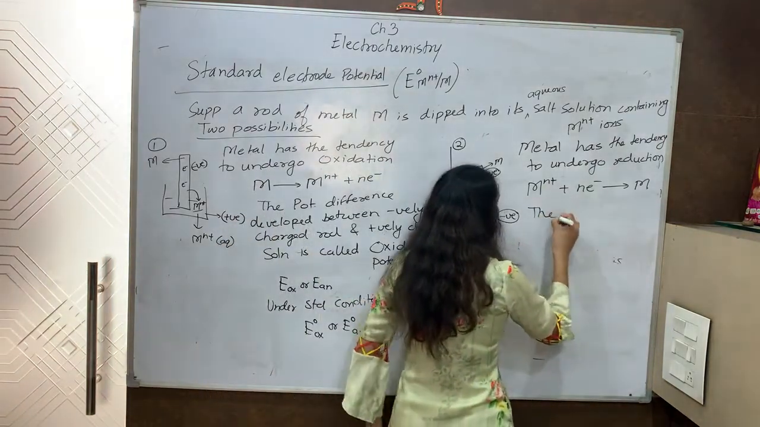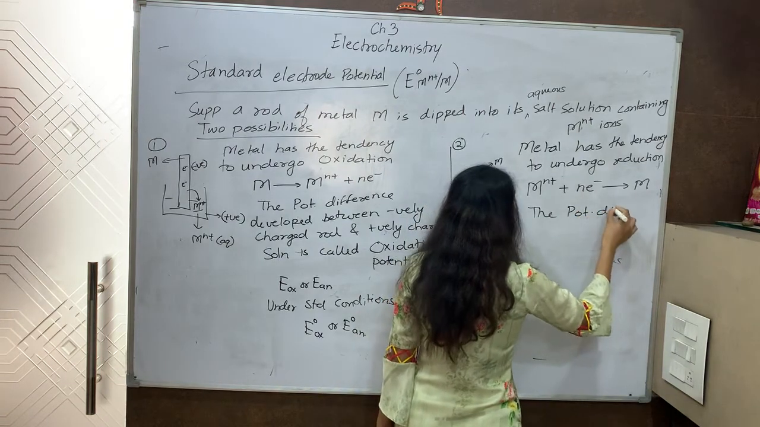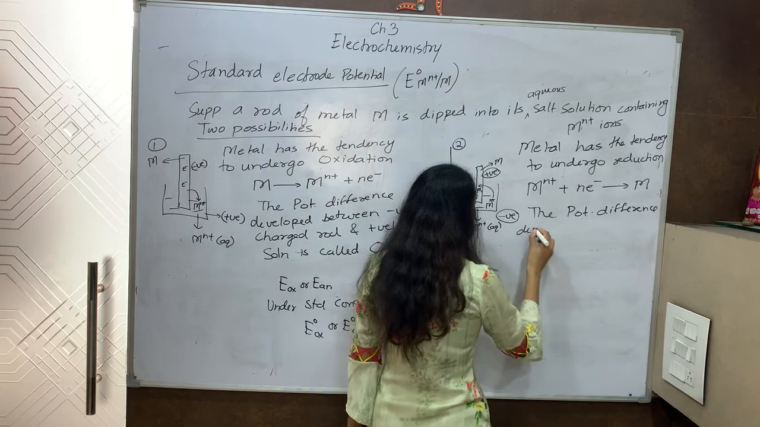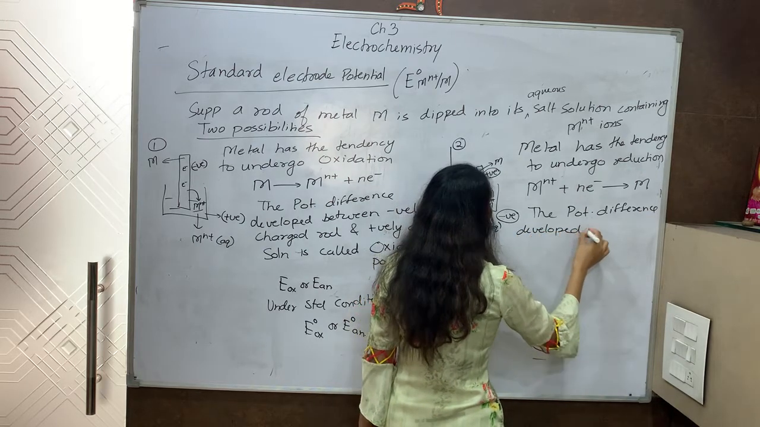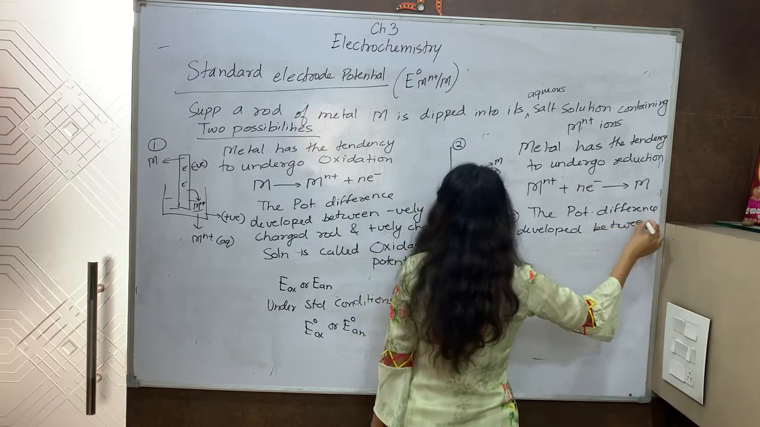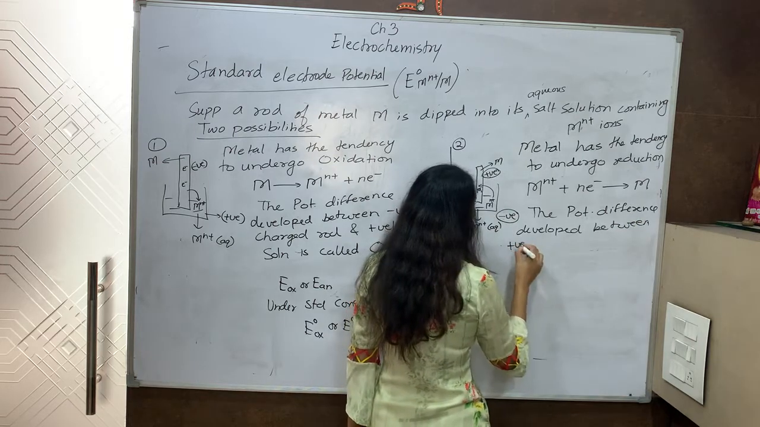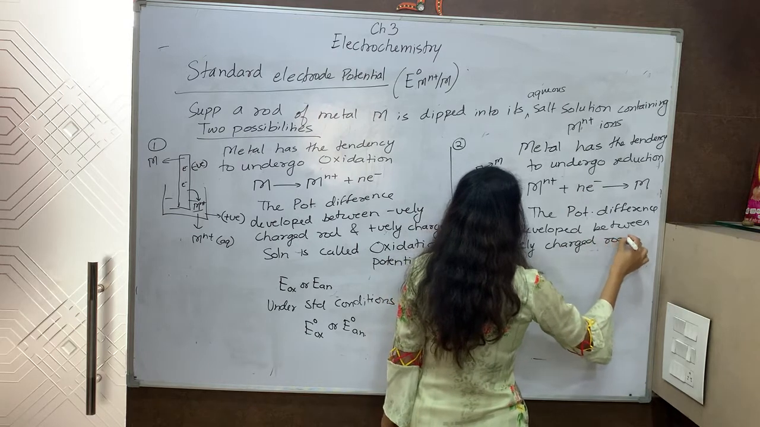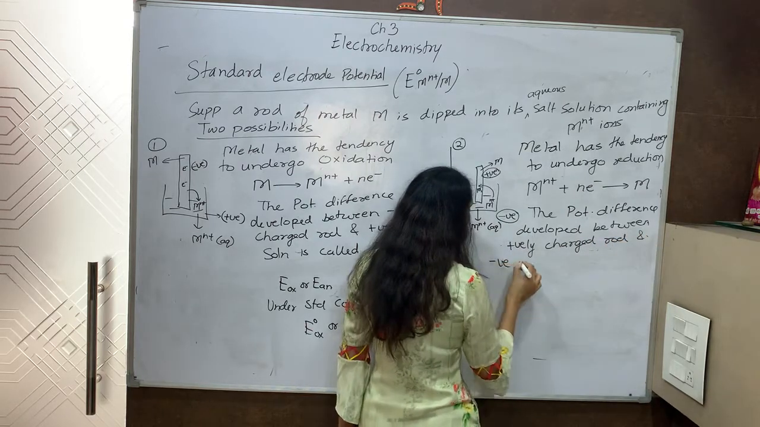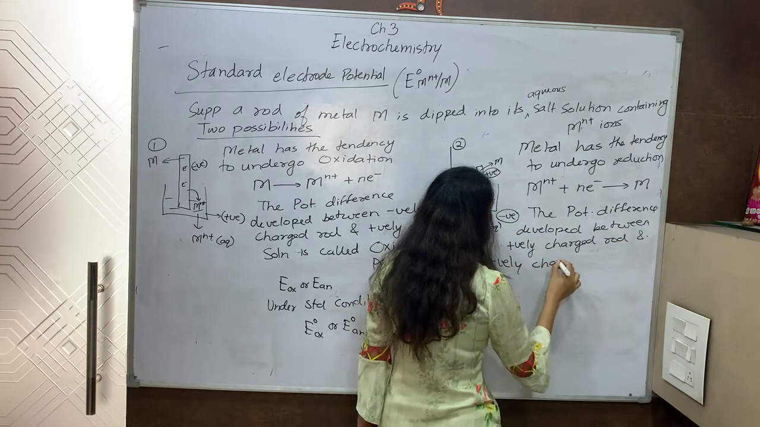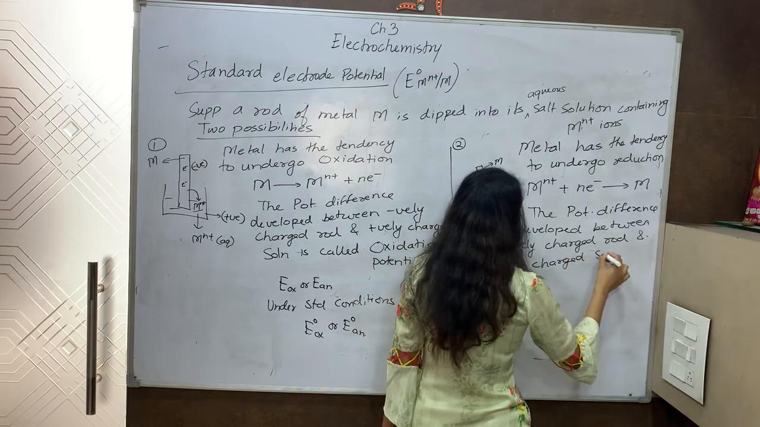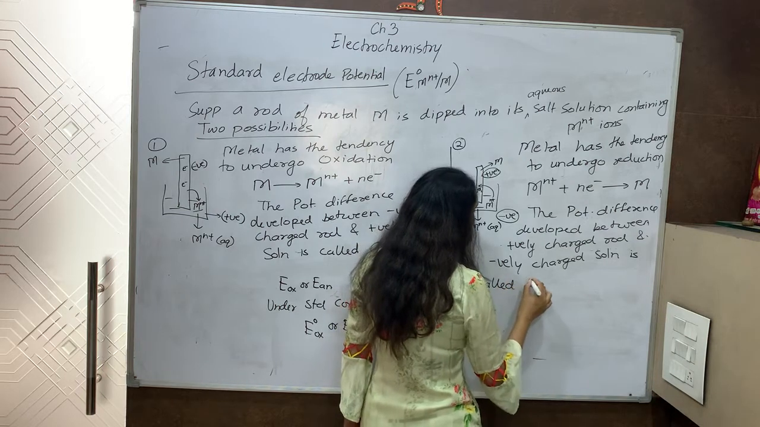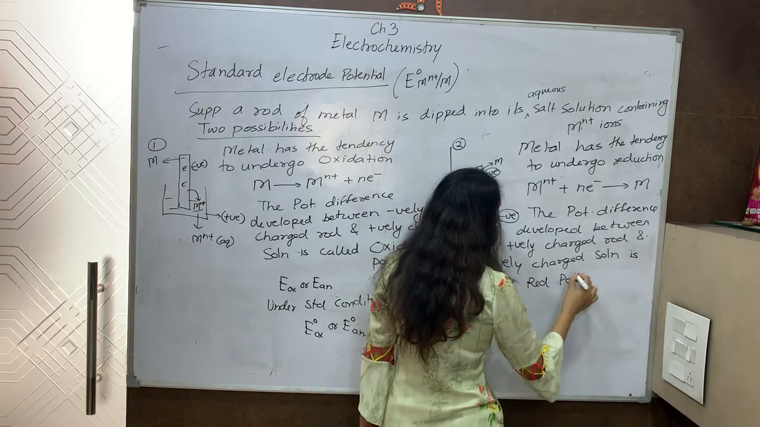And the potential difference developed between the positively charged rod and the negatively charged solution is called reduction potential.